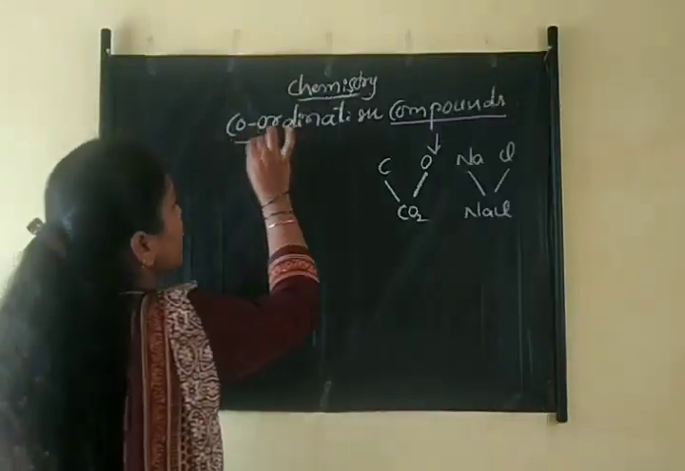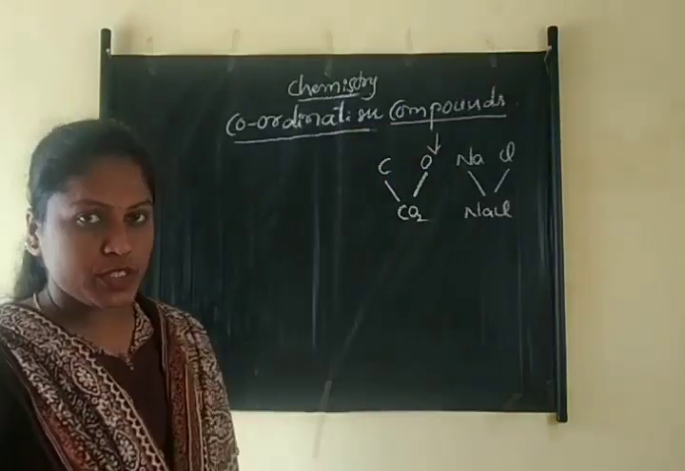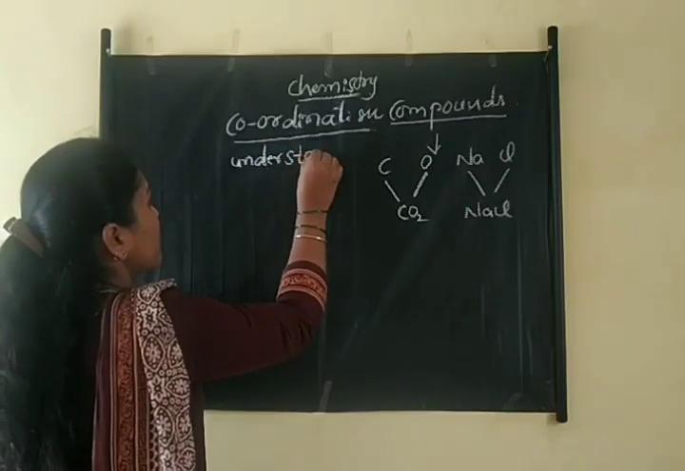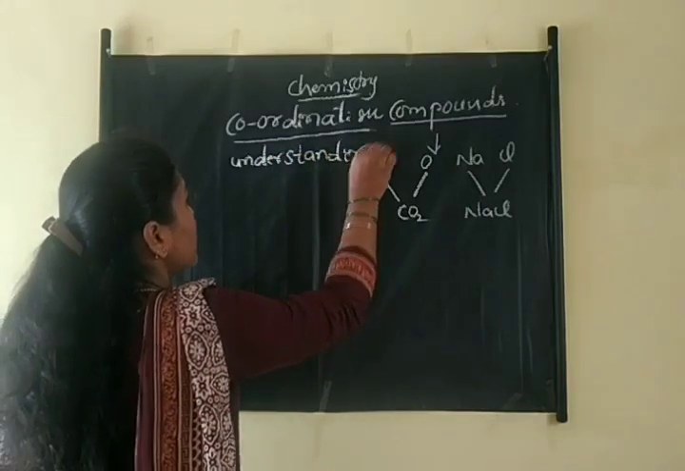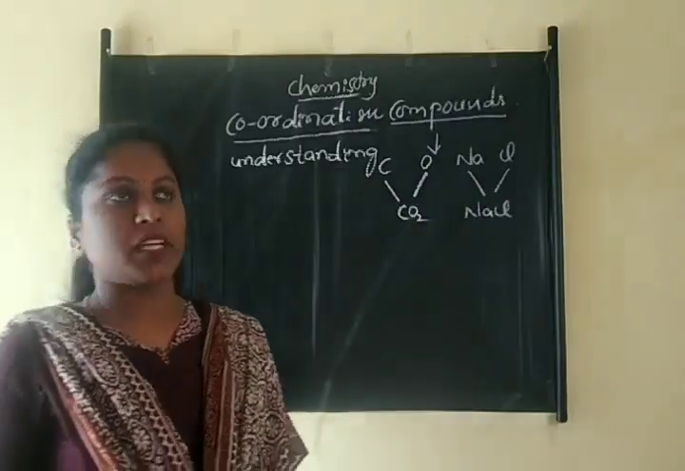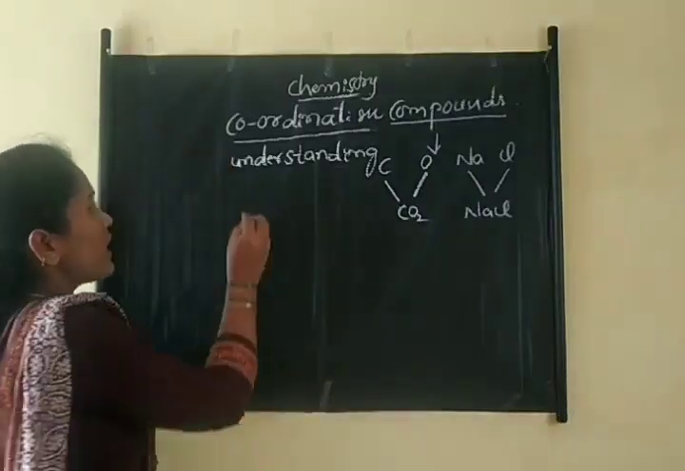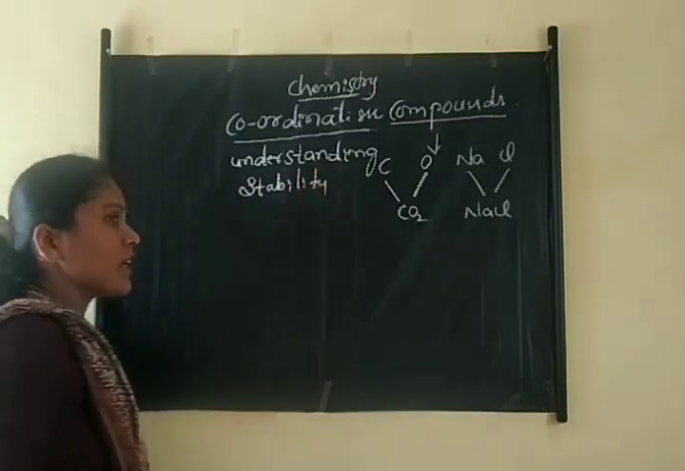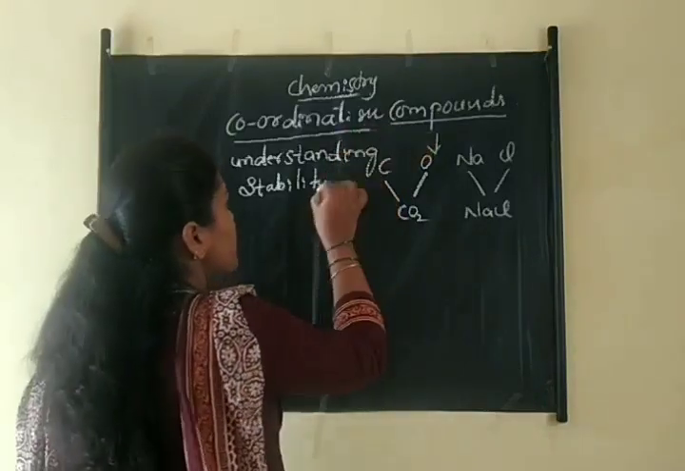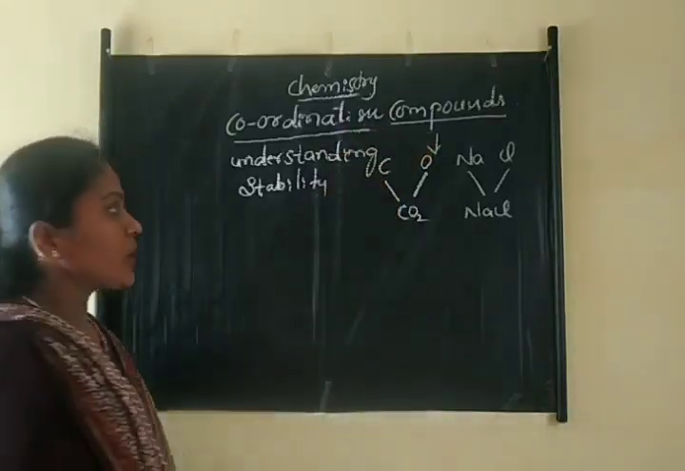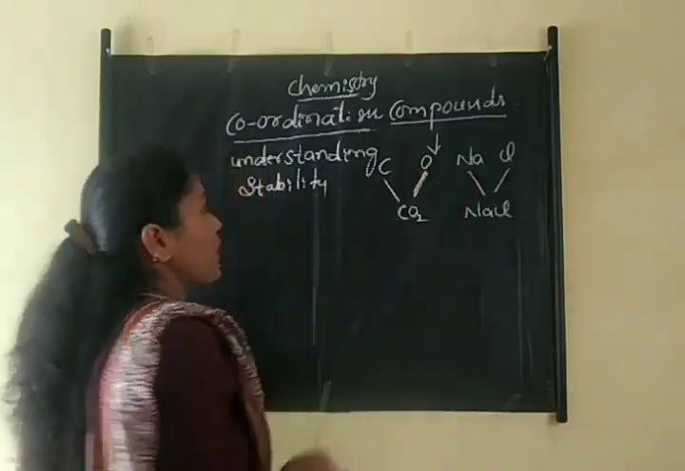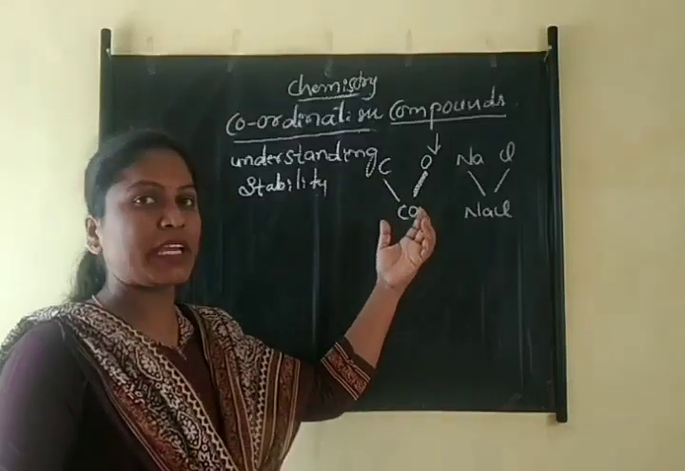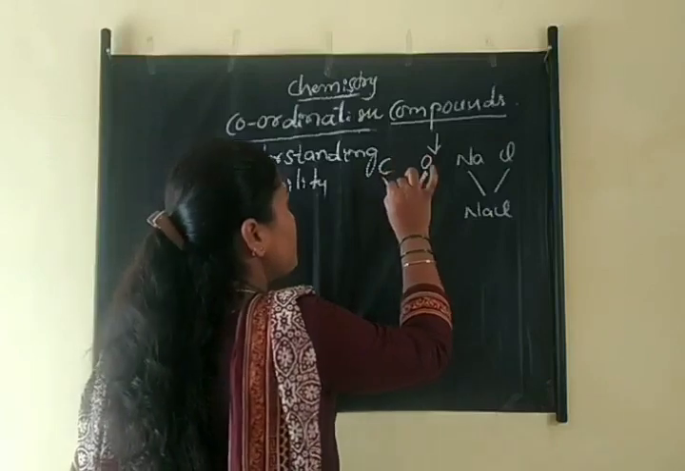Then coordination. Generally coordination means understanding. But according to chemistry, here coordination means stability. So coordination compound means stable compounds. In chemistry there are lot of compounds, so here the stability of the compound is mainly based on the chemical bond.